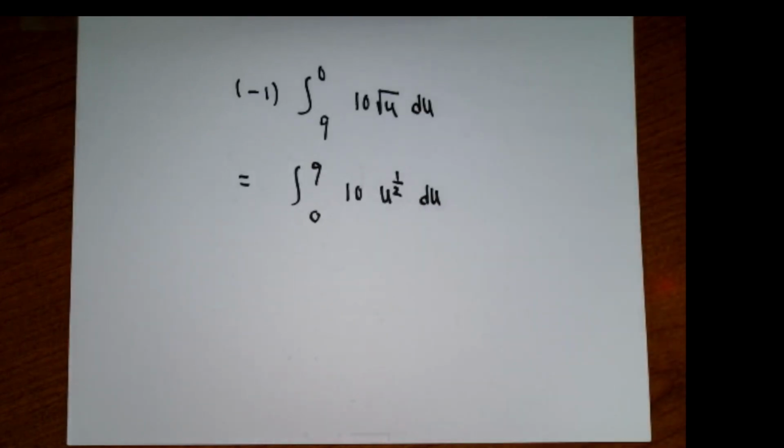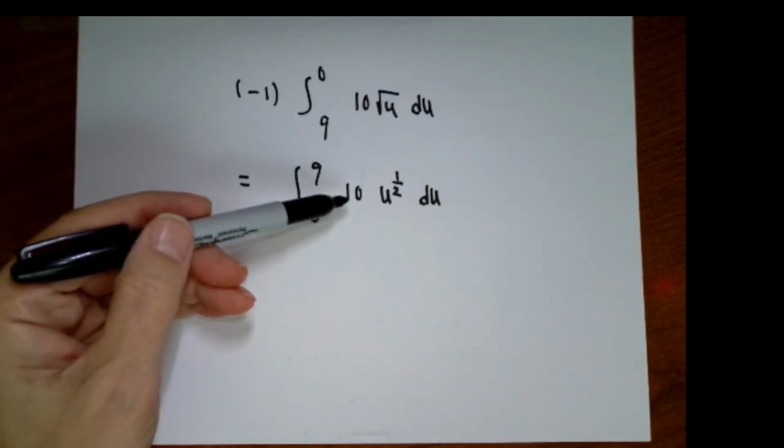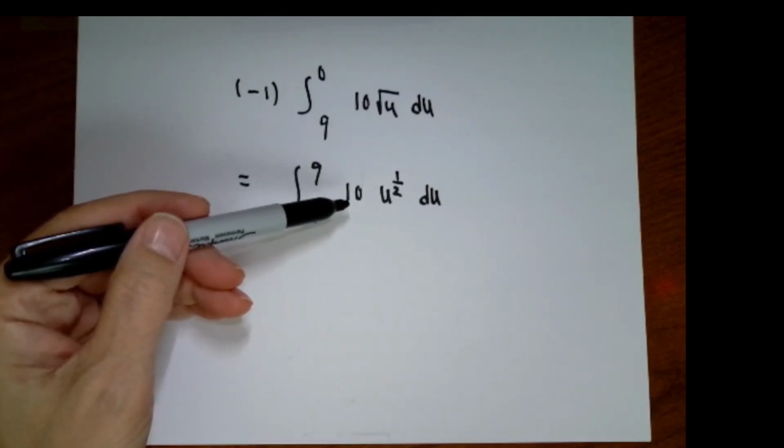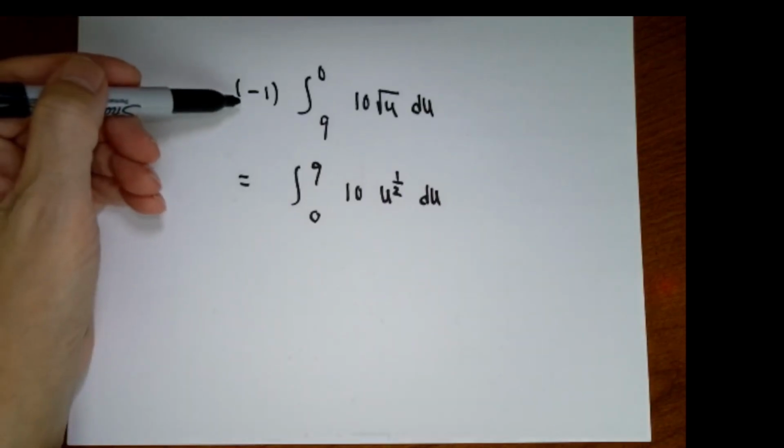If I bring the factor of negative 1 out front, and remember that when I interchange the limits of integration on a definite integral, the integral simply flips a sign, the thing that I have to calculate now becomes the integral from 0 to 9 of 10 radical u du. This integrand is positive on the interval from 0 to 9. This integral, despite the appearance of this, will end up being positive.